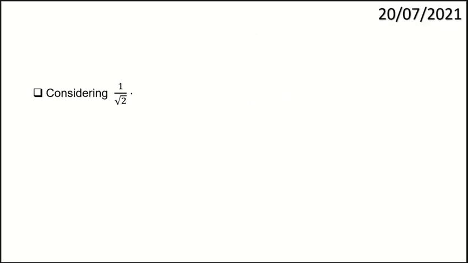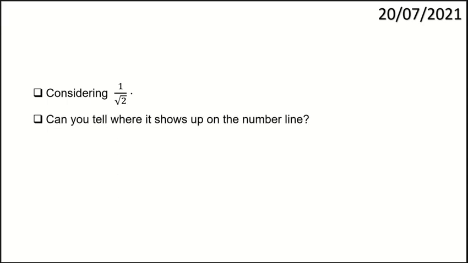Consider 1 by root 2. Considering this, can you tell where it shows up on the number line? Which means, can you tell where it will be on the number line?